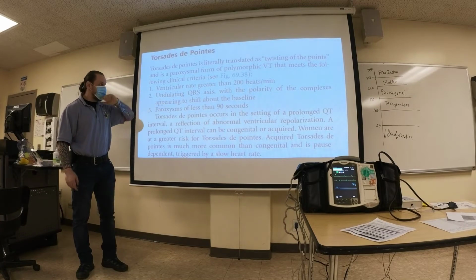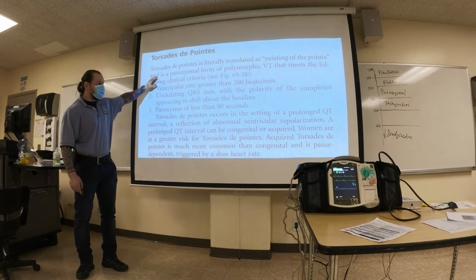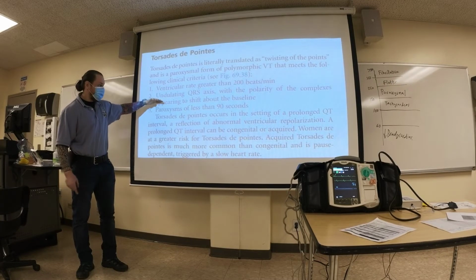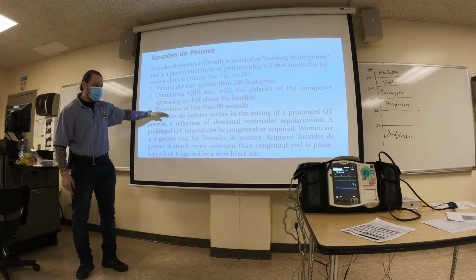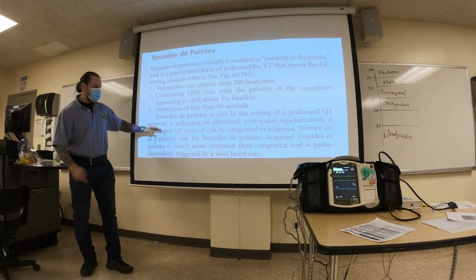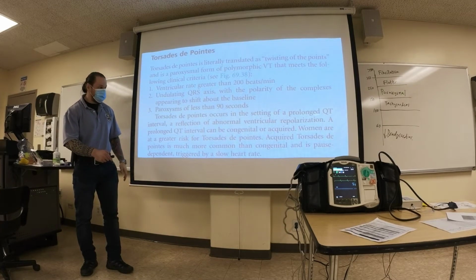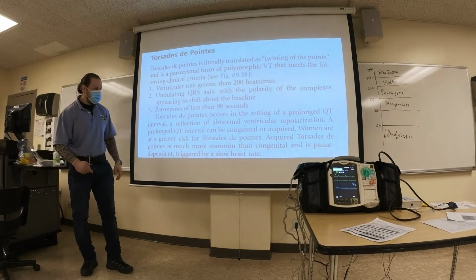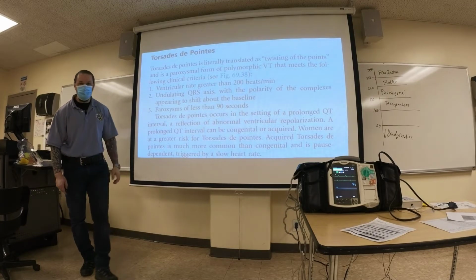So what is Torsades, as we said? It's a twisting of the points, the polymorphic V-Tach. Usually the ventricular rate is greater than 200, as we just explained. It shifts about the baseline, that's why they call it twisting of the points. It has paroxysms of less than 90 seconds, so it comes and goes, right? And it's usually in a setting of prolonged QT interval. You notice it's very often seen in women. You also see this in alcoholics.